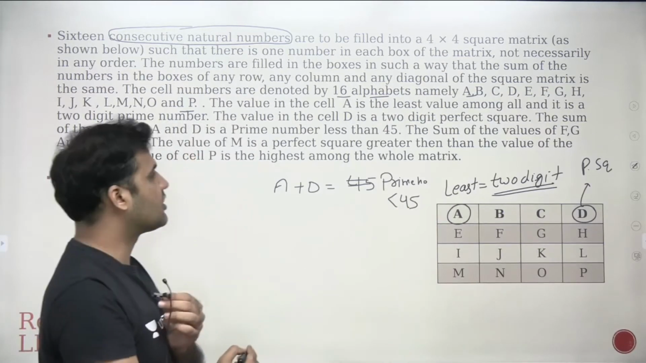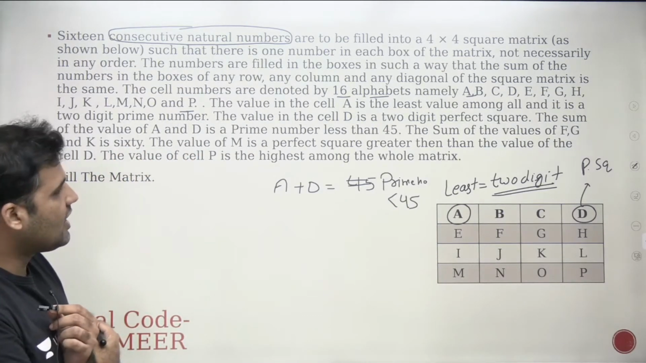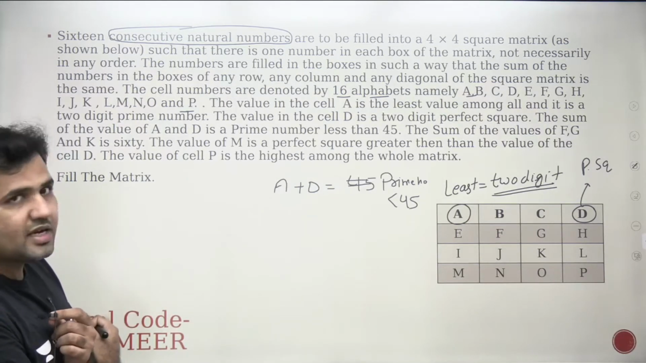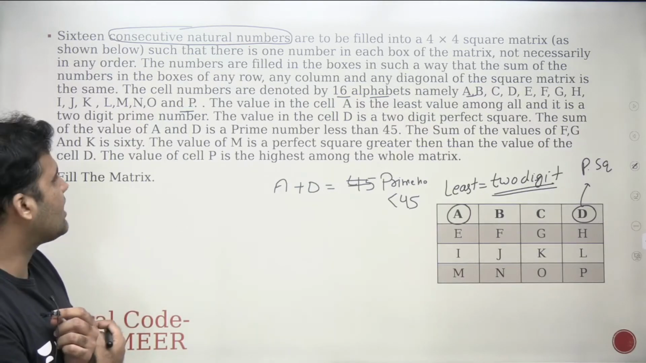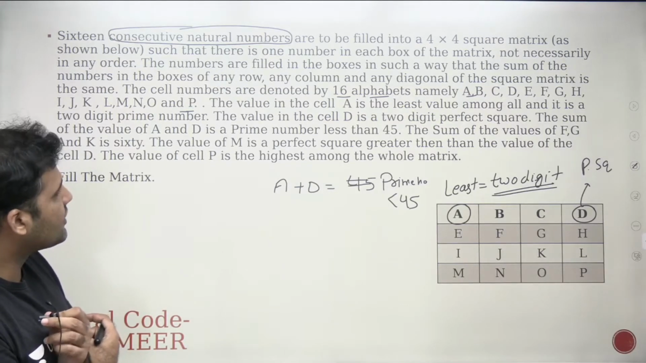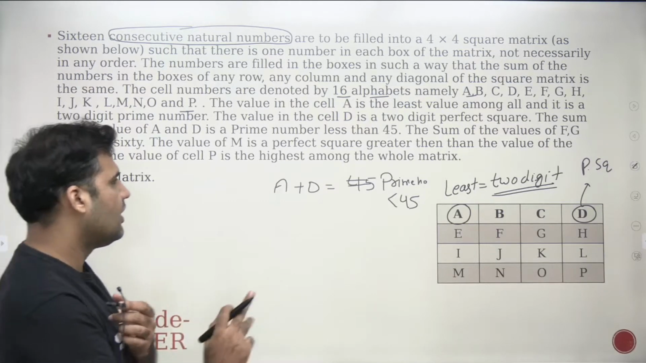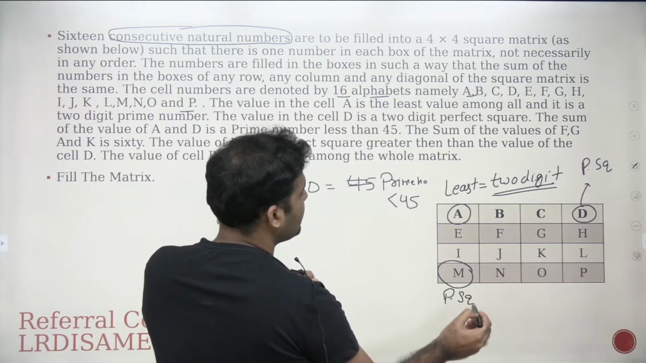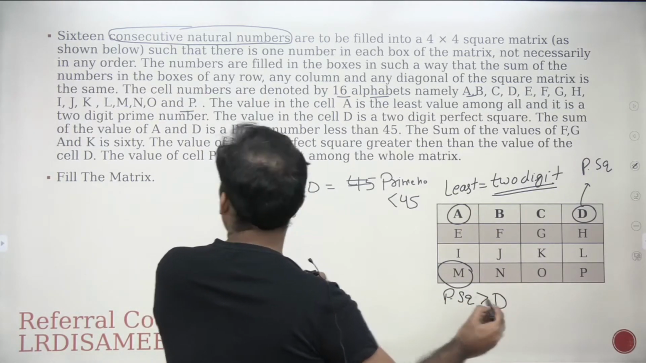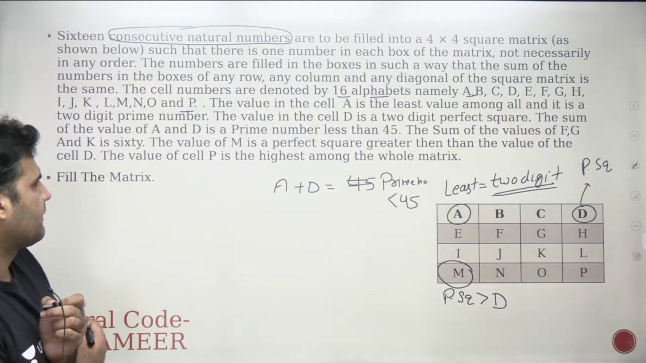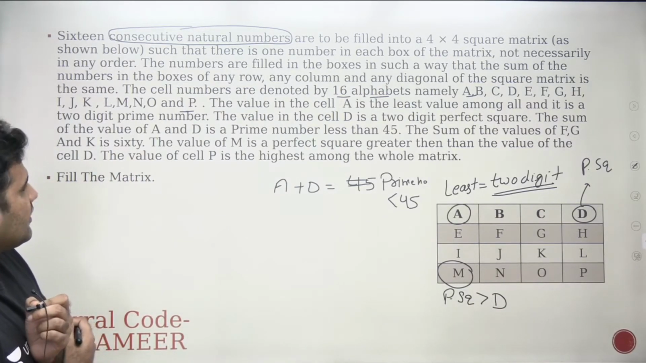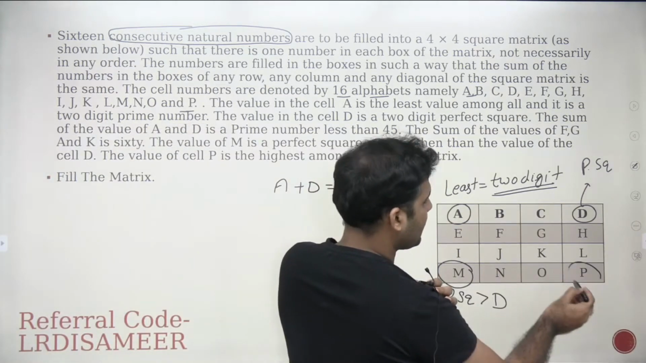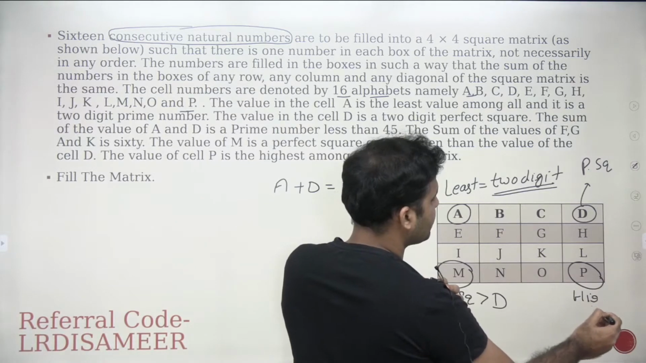Now let's look at the possibilities. Do we have anything else related to A and D? Let's read it through. The sum of the value of F, G and K is 60, not related to A and D. What we need is something related to A and D. The value of M is a perfect square greater than the value of the cell D. The value of the cell P is the highest among the whole matrix. This number is the highest number.